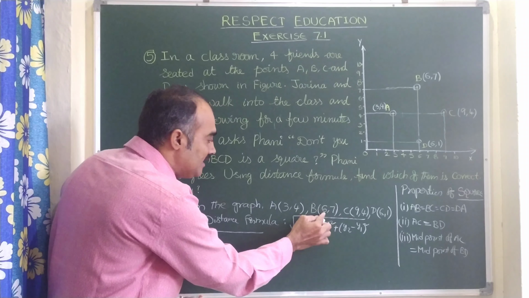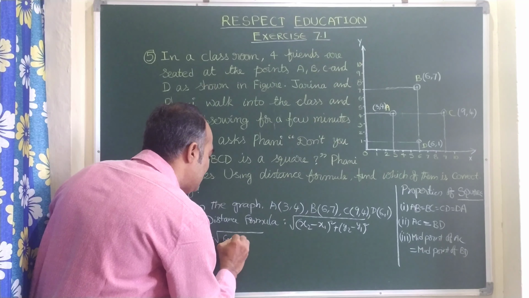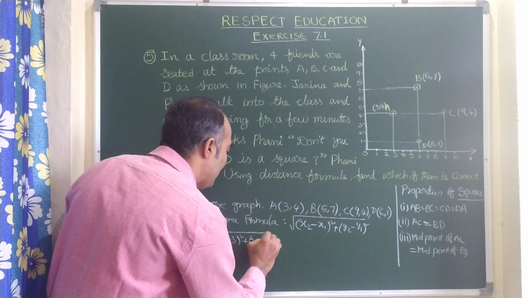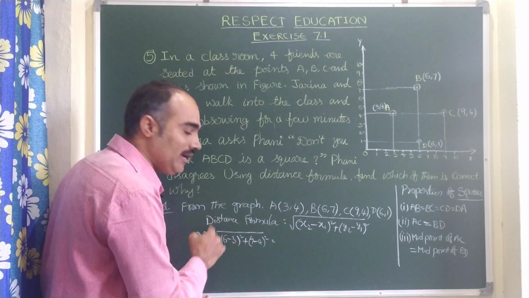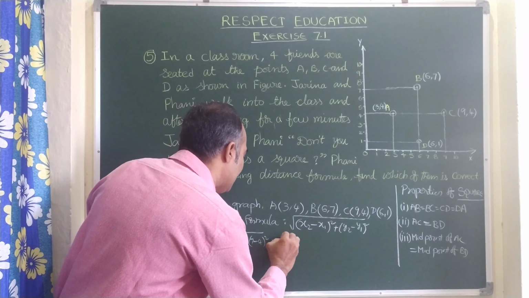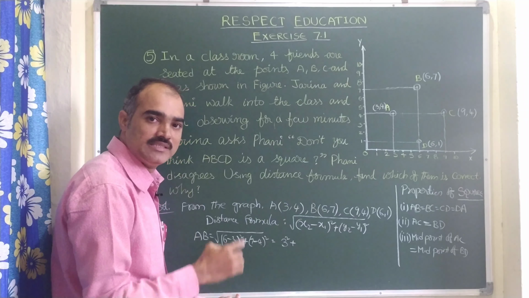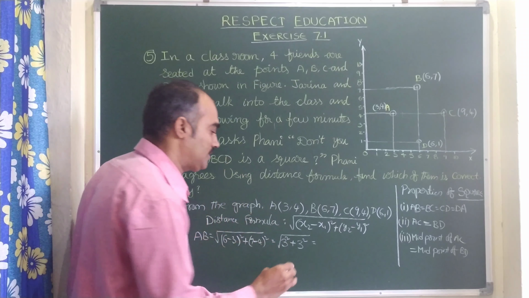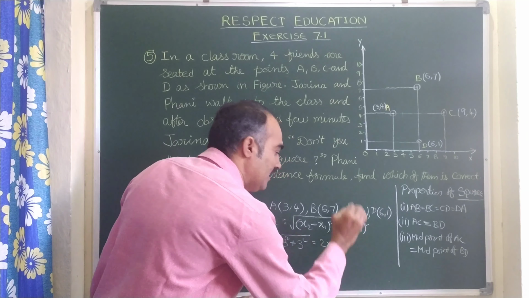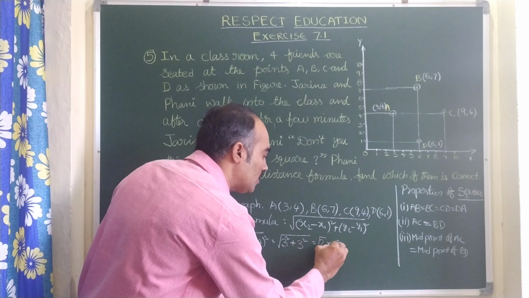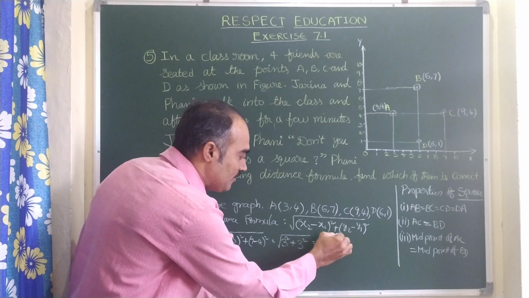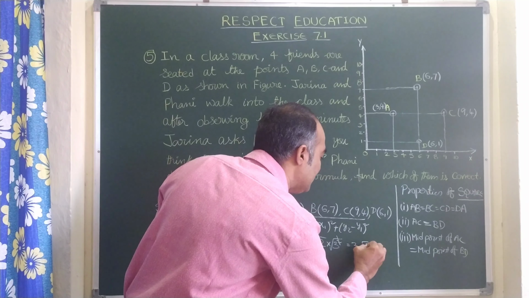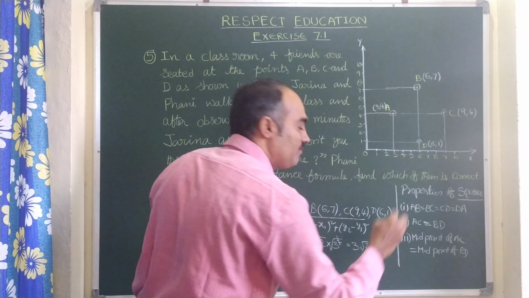See, x2 is 6 minus 3 whole square plus 7 minus 4 whole square. 6 minus 3 is 3 square plus 7 minus 4 is 3, so that is also 3 square. Here 3 square is there 2 times, so I am writing 2 times 3 square, and let us split the square root also. So here square and root get cancelled. 3 comes first, 3 root 2. So AB is 3 root 2 units, right?